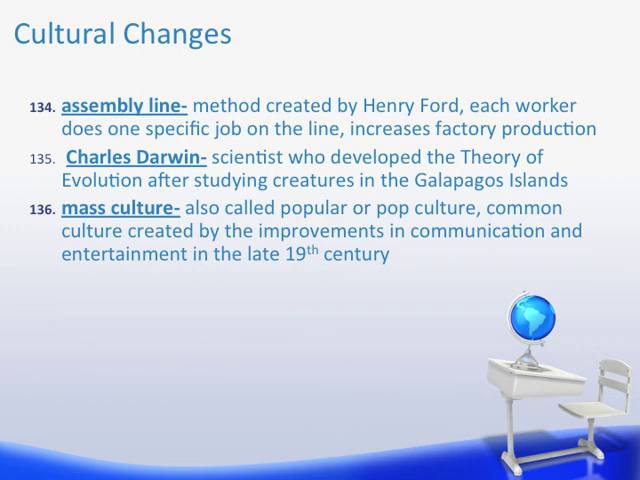All right, cultural changes. The assembly line. This is a method created by Henry Ford. Each worker does one specific job on the line and it increases factory production. He applied this to making cars and it allowed him to make a car like every 2 or 3 minutes. It was really incredible. And Charles Darwin, he is a scientist who develops the theory of evolution after studying creatures in the Galapagos Islands. And it's still pretty controversial today.